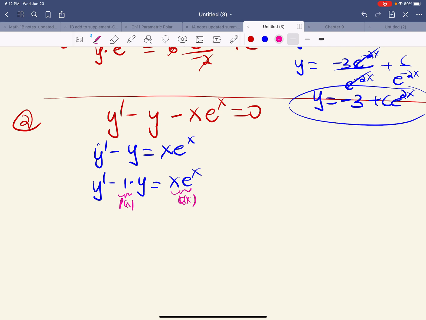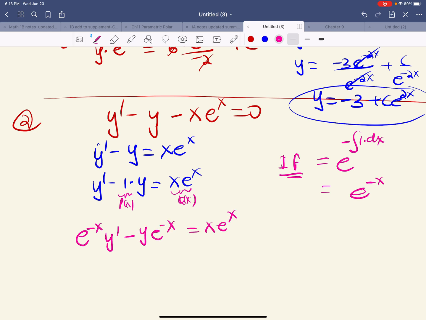Now we are going to find the integrating factor. The integrating factor will be e raised to the power integral of p of x dx, which is integral of negative 1 dx. That turns out to be e raised to the power negative x. Now I'm going to multiply everything on both sides by e to the negative x: e to the negative x y prime minus y e to the negative x is equal to x e to the power x times e to the negative x. Remember to multiply both sides of the equation with the integrating factor.